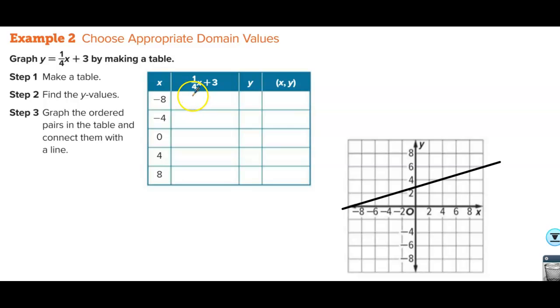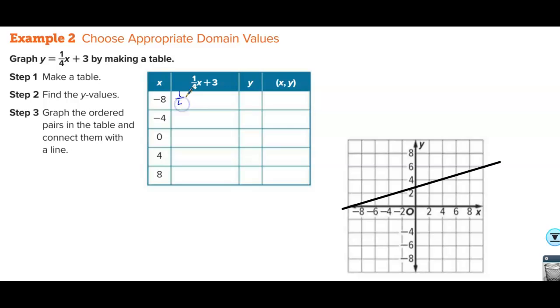Now, the point they're trying to make here is that you want to choose appropriate domain values. That means choose smart values for x. If you've got a coefficient of 1/4, you want all of your values of x to divide evenly by 4, so you don't end up with messy fractions. Nobody wants to have to graph a fractional coordinate, okay? And this will save us from that.